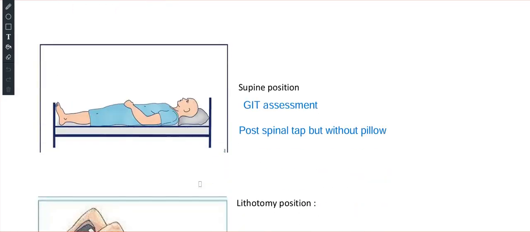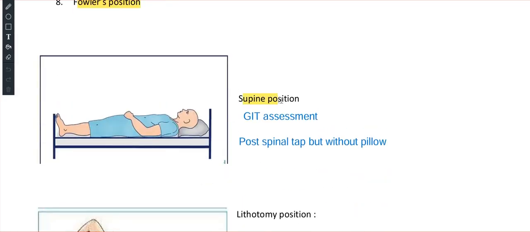Now, supine position. Supine position means the person lies straight, head pointing upwards, and this may be with a pillow under the head. This is used for GI assessment or while a person is resting. This position is also maintained after a person has had a procedure called spinal tap, in which they take some of the CSF for testing, that is for microscopy or cytology. But you need to tell the person to lie in supine position after spinal tap without a pillow, right? So you have to keep this in your mind.